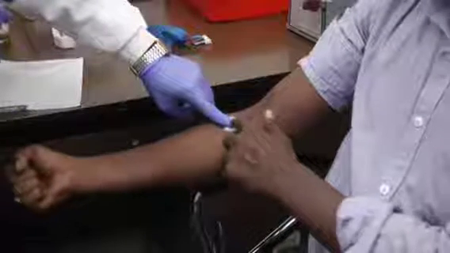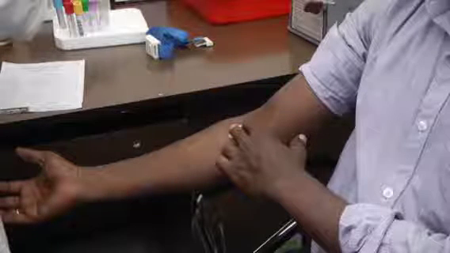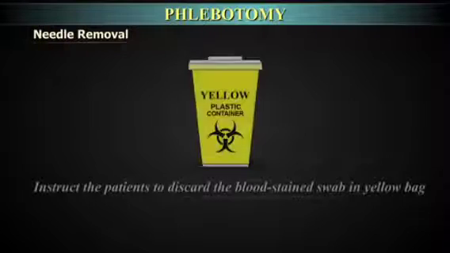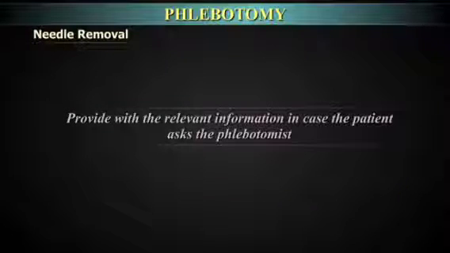Ask the patient to keep slight pressure on the cotton. The arm is to be kept straight and not bent at the elbow. Instruct the patient to discard the blood-stained swab in yellow bag before leaving. Provide the relevant information in case the patient asks the phlebotomist.